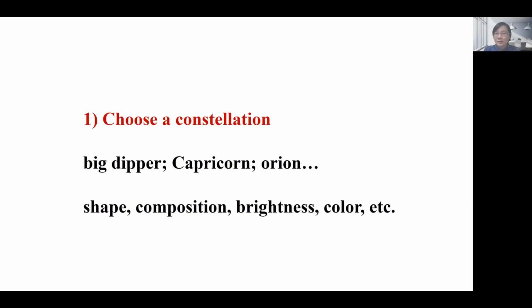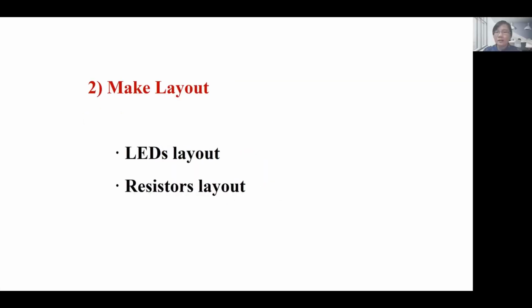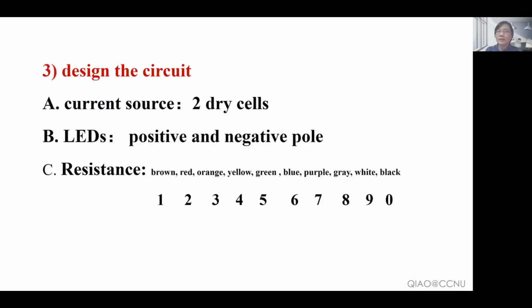They will review the knowledge of the circuit and learn some constellation knowledge, such as shape, how many stars, the brightness, color, and some others. And then they will make the layout, including LED layout and resistor layout, and they will design the circuit.